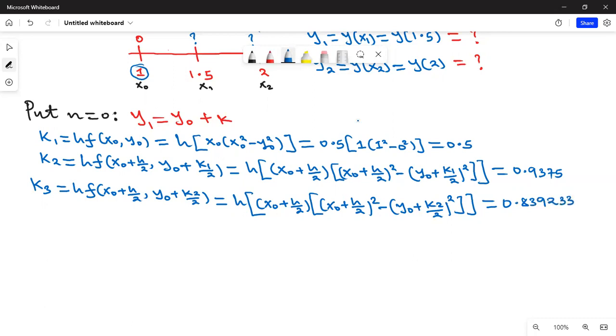And finally, K4. Based on our definition, K4 is h times f of x naught plus h, y naught minus 2k1 plus 9 over 4 k2 plus 3 over 4 k3.